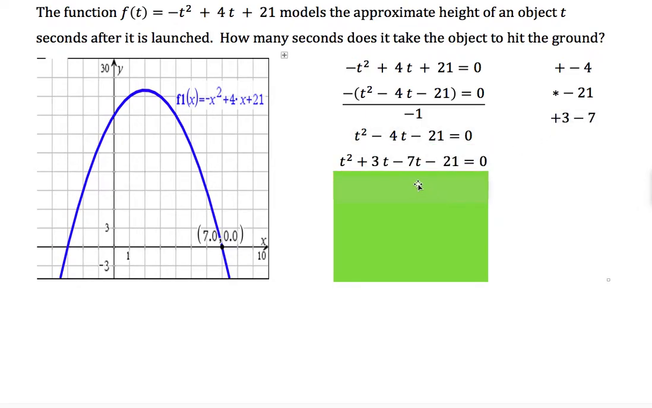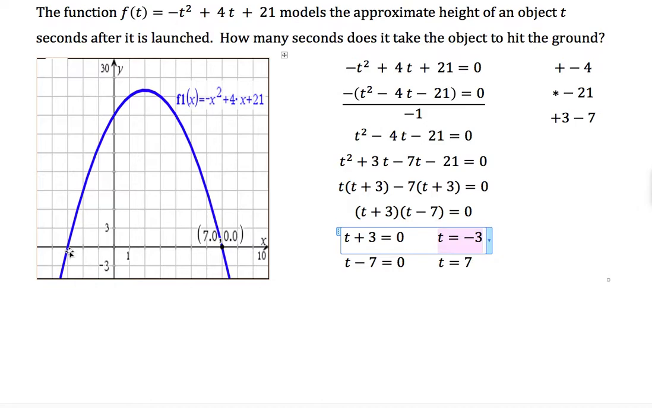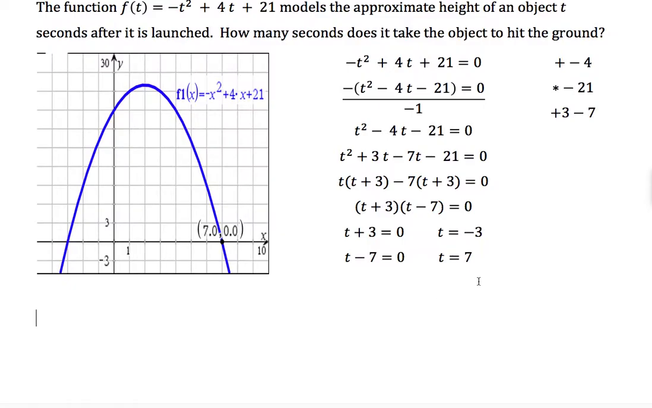And so when I do that, I get my groups, I can factor them out, I get those factors, I set both factors equal to 0, I solve for my t value, and I get t is equal to -3 and 7. Notice all this work, and I could have just graphed it and it gave me the exact same result. The biggest thing to know is we don't care about the negative value. That's just an extraneous answer, because that's like before the person launched whatever it launched. So we only care about this 7 here.